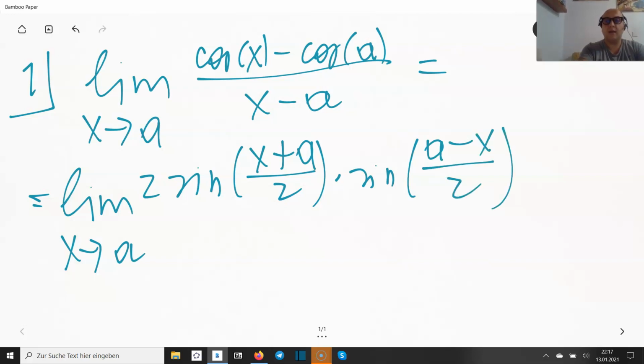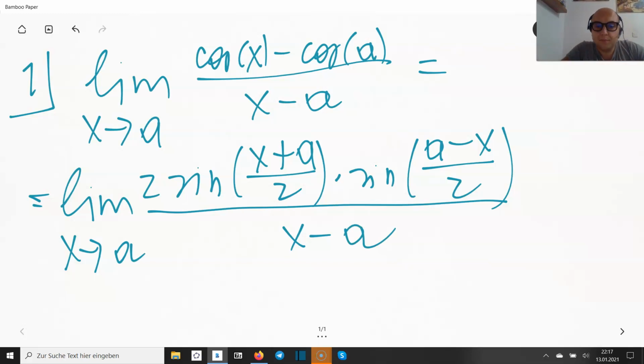I could write x minus a, but then I have to kick the minus in front of the limit or in front of the 2. I don't want to do this. That's why I'm writing a minus x divided by 2, over x minus a. I hope you can see that.